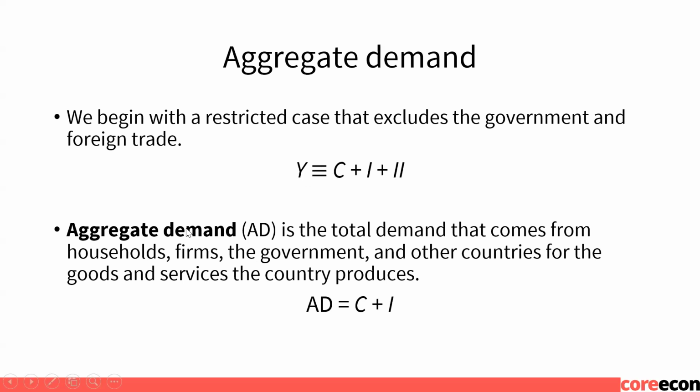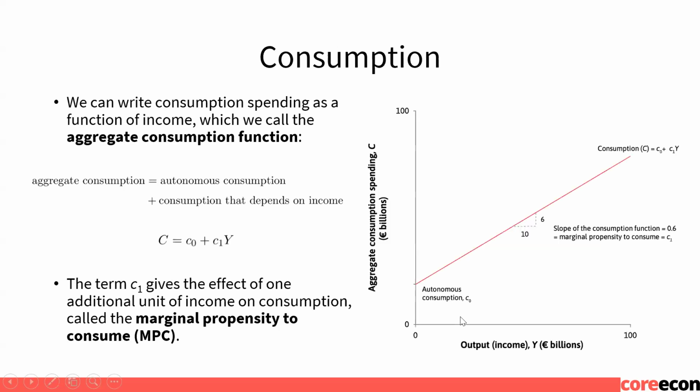So aggregate demand here is going to be denoted with an addition or summation of consumption, private consumption, and investment spendings. Now let's start with consumption. We can write the consumption spending as a function of income, and we will have the aggregate consumption function denoted as follows.